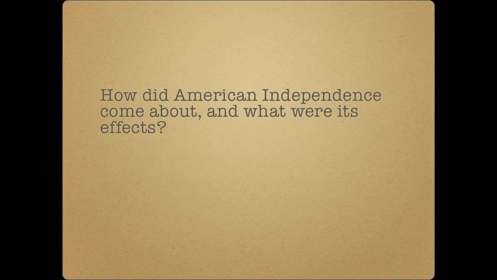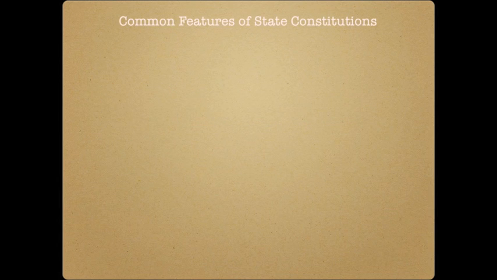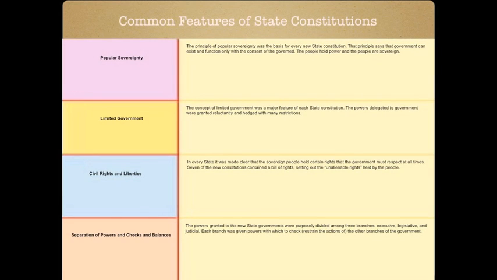How did American independence come about, and what were its effects? On July 4, 1776, the Second Continental Congress adopted the Declaration of Independence. Between 1776 and 1777, most of the states adopted constitutions instead of charters. Common features of state constitutions included popular sovereignty, limited government, civil rights and liberties, separation of powers, and checks and balances.